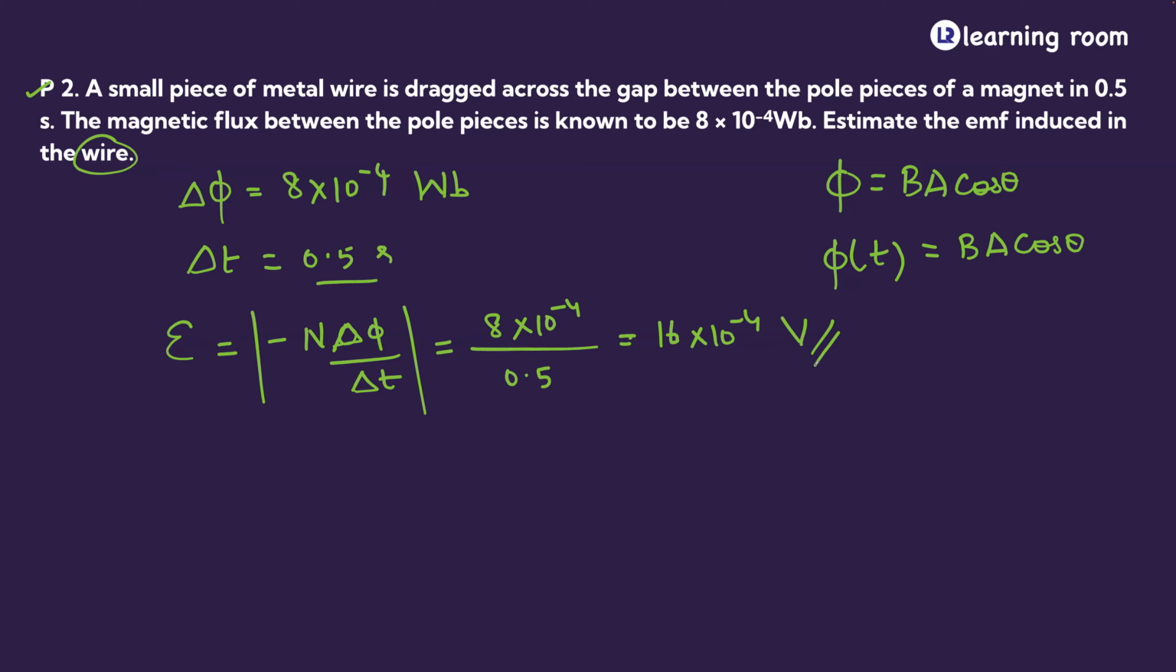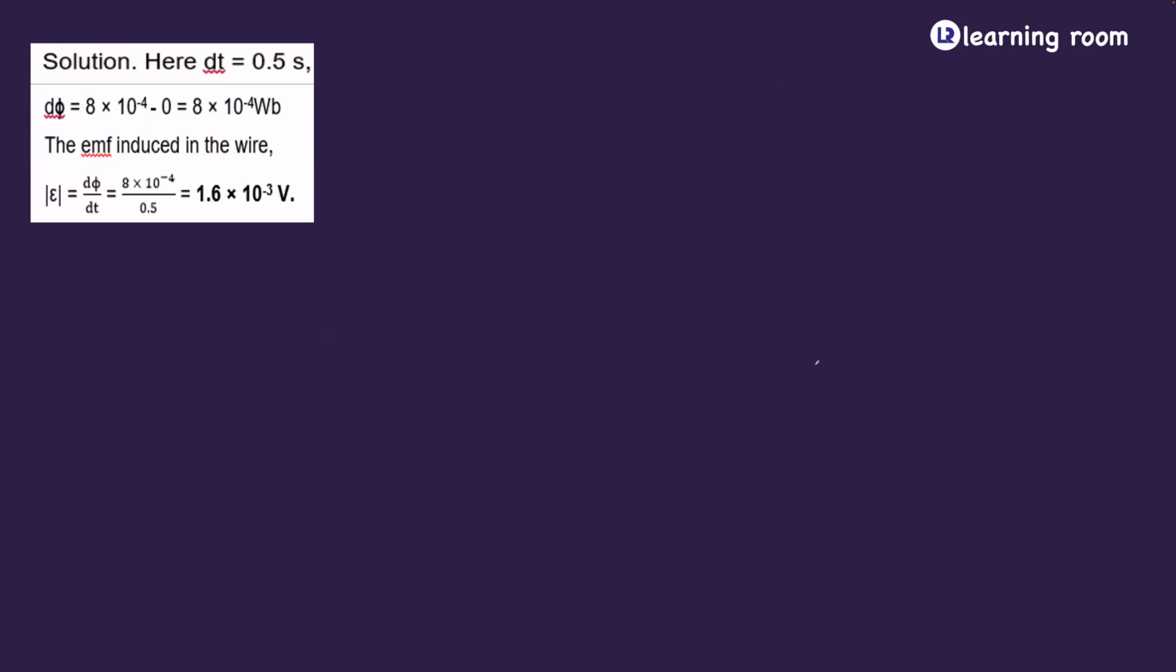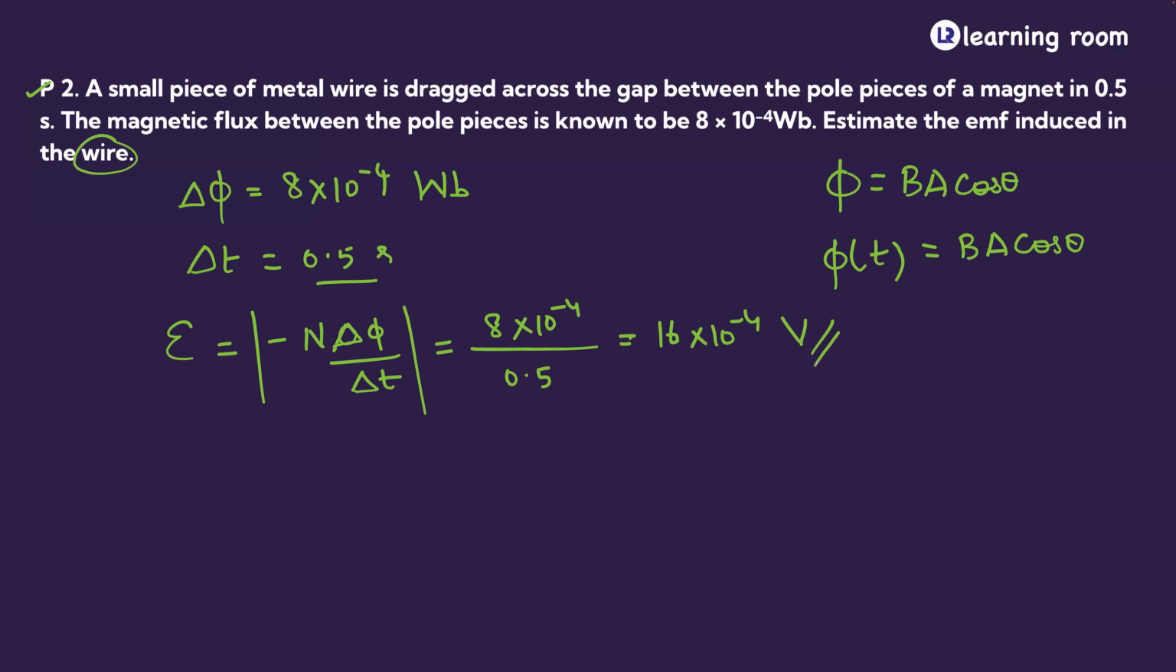Okay, let me check the answer. Yeah, they considered it to be a coil only. So 16 into 10 power minus 4 or 1.6 into 10 power minus 3, both are same. Mostly they will write it in terms of multiples of 3, because 10 power minus 3 is milli, 10 power minus 6 is micro, 10 power minus 9 is nano, and 10 power minus 12 is pico. They'll mostly write it as multiples of 3. I hope I'm clear.